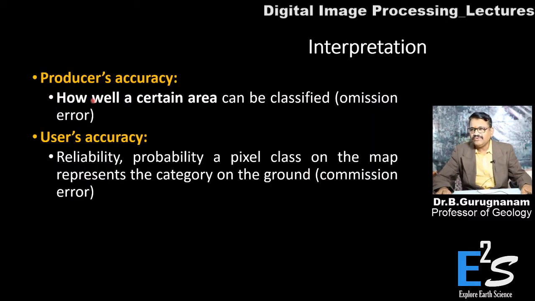Producer accuracy is how well a certain area can be classified; this is called omission error. And user accuracy means the probability that a pixel class on the map represents a category on the ground; this is called commission error. So what does it mean? It has to be exactly matched, that is commission error. If it is not matched, what is omission error? Then you will have to bring the omission error into commission error.